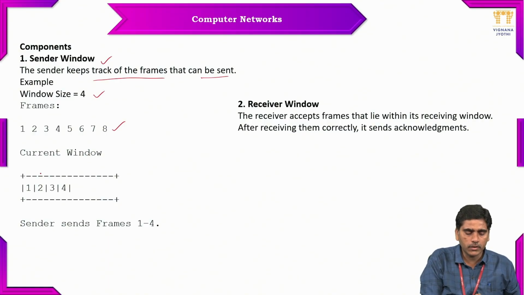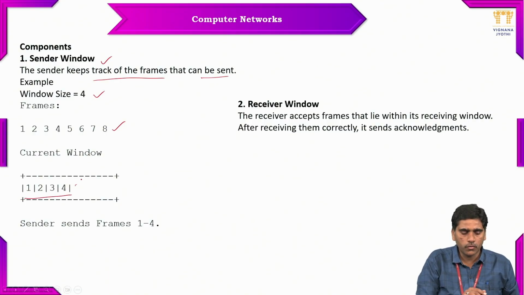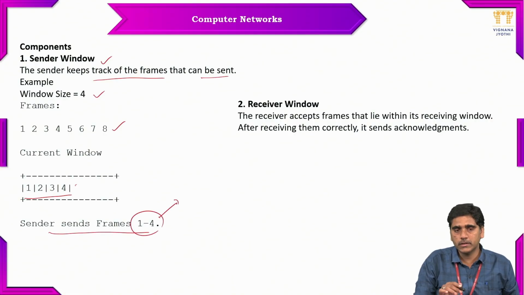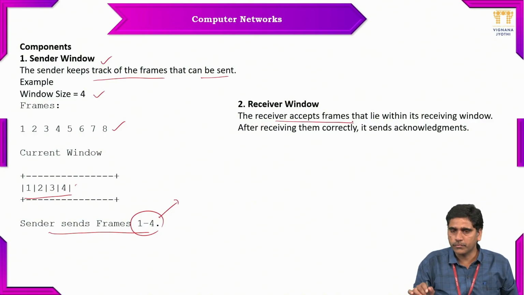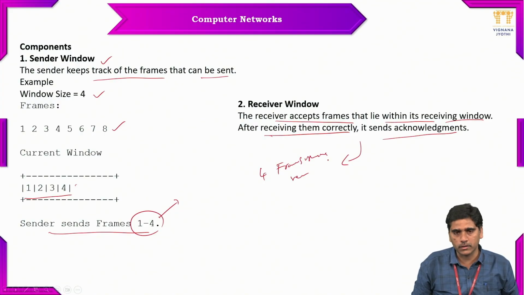So the current window is 1, 2, 3, 4. Now these 4 frames are to be sent. So the sender sends frames 1 to 4. Now the receiver accepts frames that lie within its receiving window. After receiving them correctly, it sends an acknowledgement, meaning 4 frames have been received. The receiver sends an acknowledgement to the sender side that 4 frames are received.